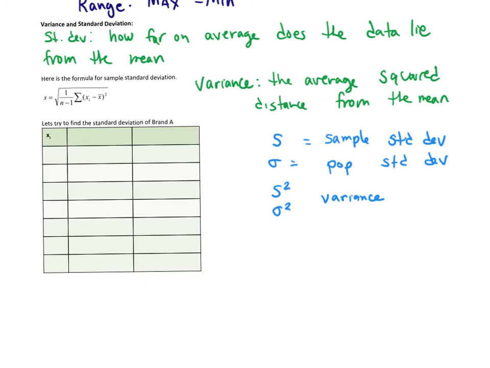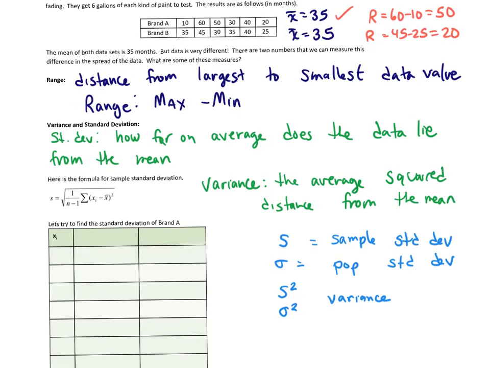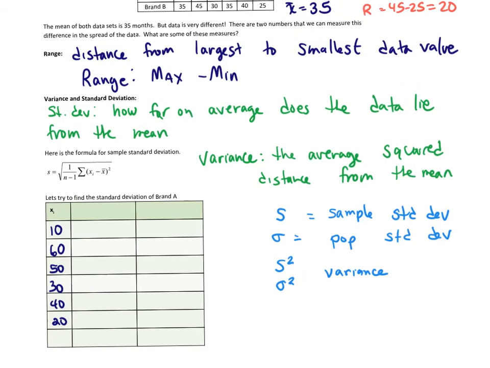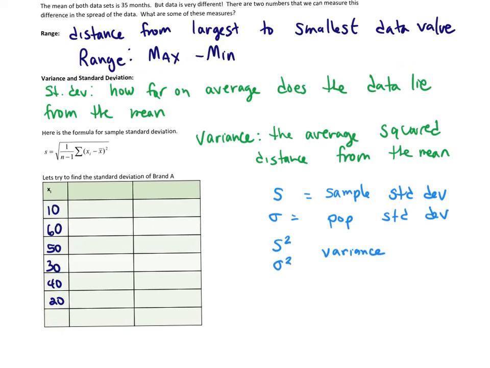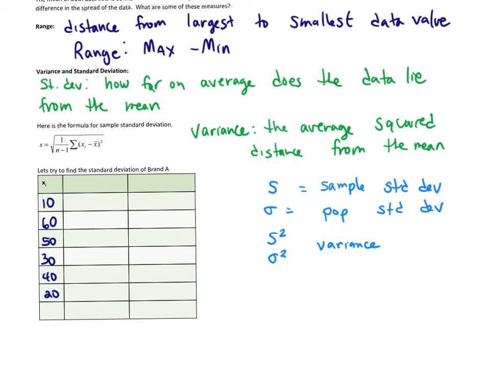So we're going to calculate the standard deviation for brand A. If you go up here at the top, brand A is the one that has data points, and anytime you see an x sub i, that just means different data values. So 10, 60, 50, 30, 40, and 20. Those are my data values. Remember, we're trying to find the average distance the data is from the mean. So the first thing we need to know is the mean. We calculated that from above. The paint lasted on average 35 months.